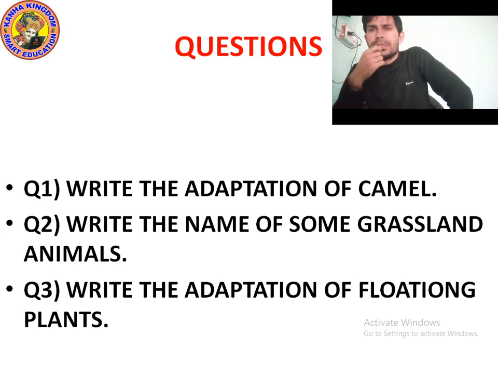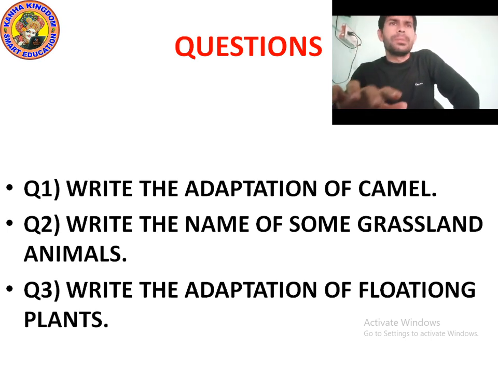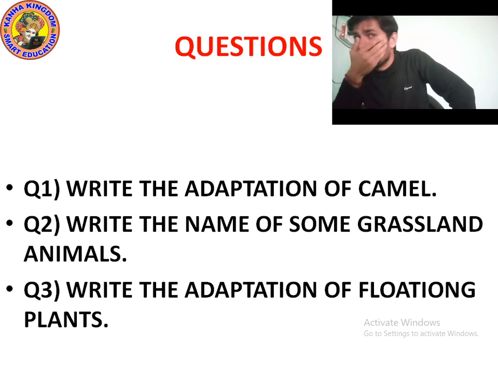Next question, question number 3: write the adaptations of floating plants. There are two types of floating plants. First are those which are rooted with floating leaves, for example water lily, and second are those which are not rooted, with leaves like duckweed.